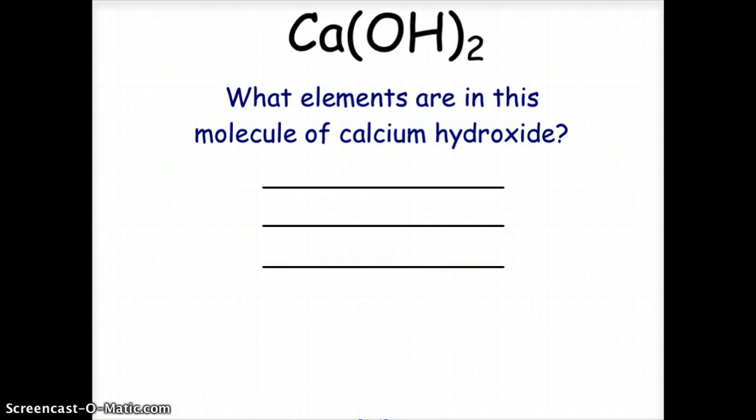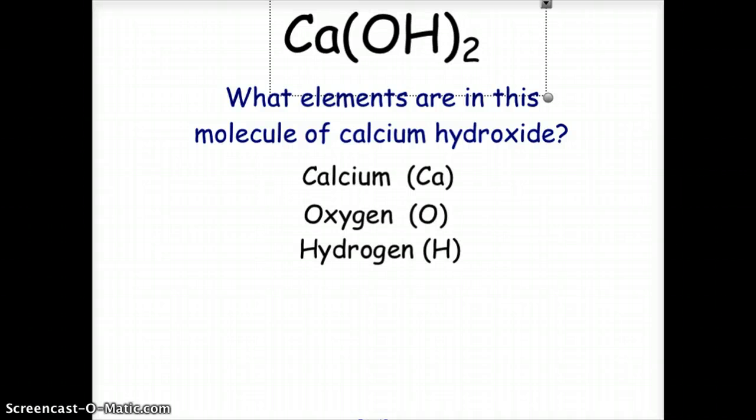So let's try another one. Here we have calcium hydroxide. Calcium hydroxide, go ahead and write in which elements are present in that molecule. So you should have calcium, Ca, oxygen, O, and hydrogen, H.